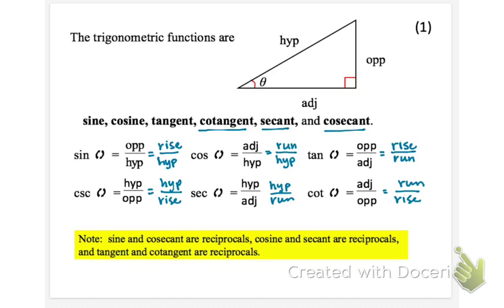It is important to note, if you haven't already noted, that the sine and cosecant are reciprocals, so the fraction is just flipped. Cosine and secant are reciprocals, and tangent and cotangent are also reciprocals of one another.